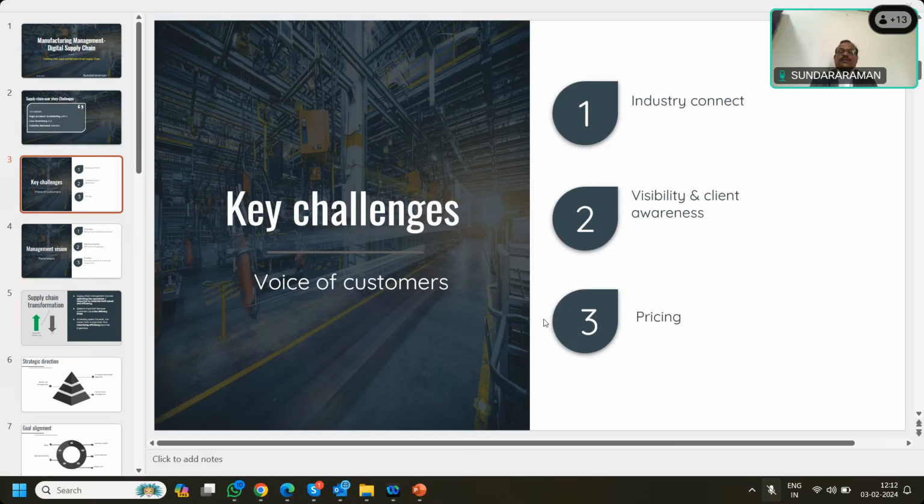Point number two is visibility and client awareness. Most organizations work on their own system to produce an end product. But at the end of the day, we do not know whether the customer likes the quality, the aesthetic finish, or the fit and finish. Is there any change, grading or improvement system? So basically, it is something like an isolated system.